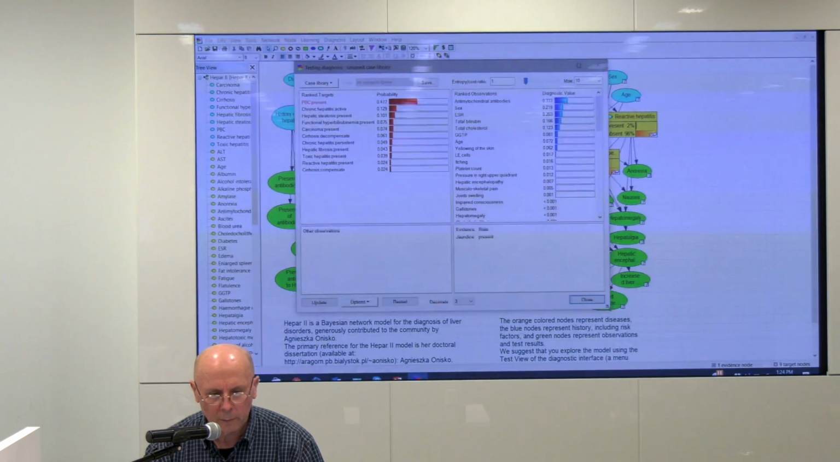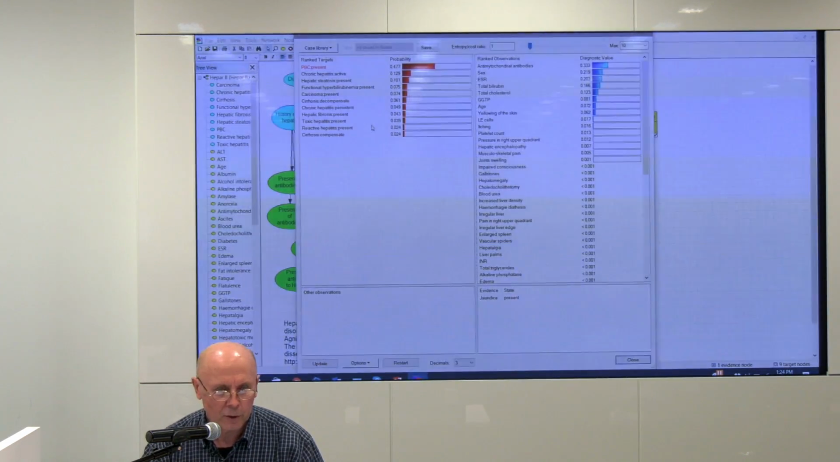And what this does is it shows you what you can do with probability, with joint probability distribution. You can do anything. In particular, what we do here is we pull out all the diseases from the model to this window, all the possible observations to this window, things that are observed already right here, and then the possible observations are rank ordered from the most to least informative as far as this disease goes.